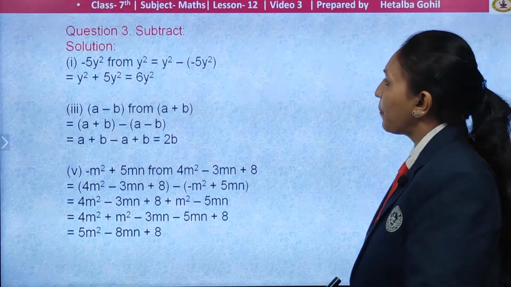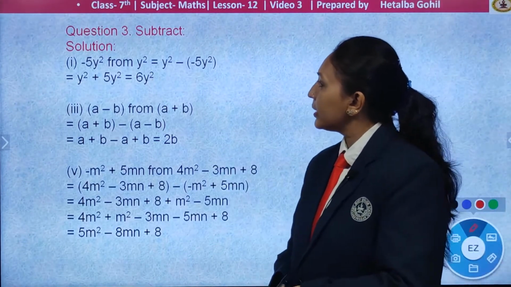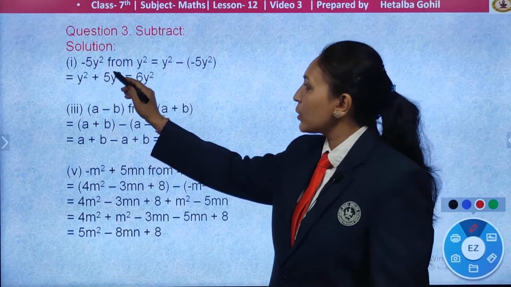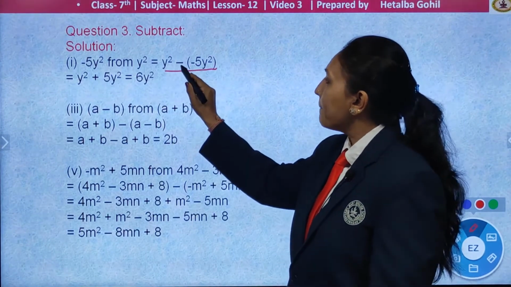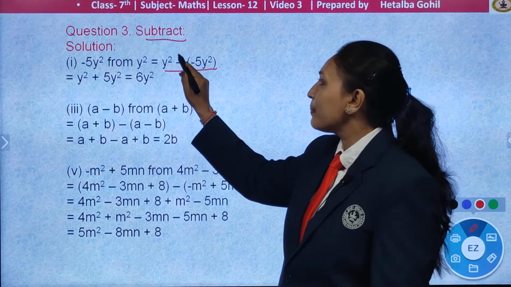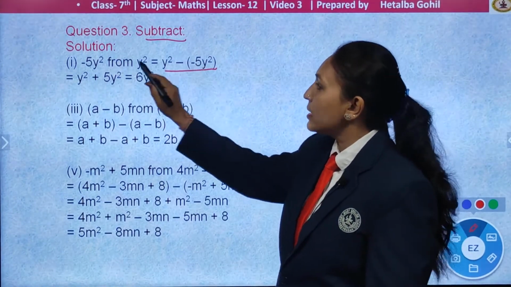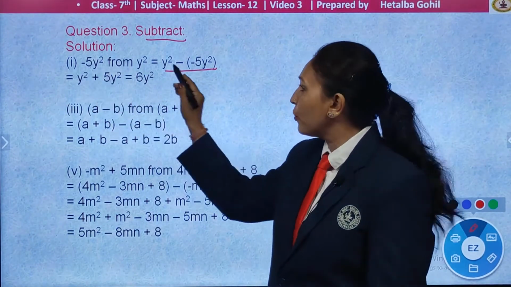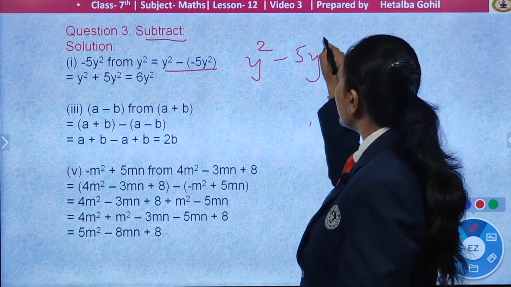Question 3, subtract. Now, we have to subtract here minus 5y square from y square. So, you can see here y square minus, because children it is told to us in the question this minus sign has to be put, and this minus sign is already given to you as the term. So, many times you all do it, y square minus 5y square, finished.